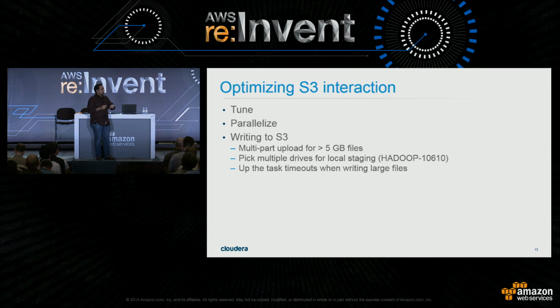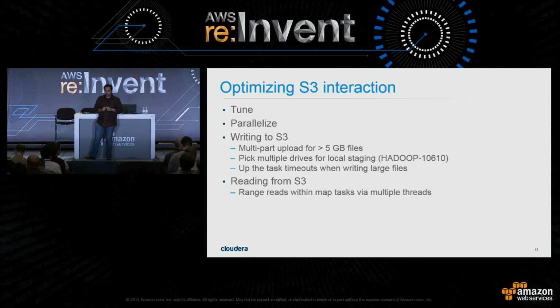The downside of upping the task timeouts is when there's genuinely a stuck task, it takes that much longer for the framework to figure it out. So what you want to do is play with it; the default is 10 minutes. You want to play with that setting and see what the optimal is for you. We upped it to about an hour for 40 gigabyte files. And that's when the job would complete reliably.